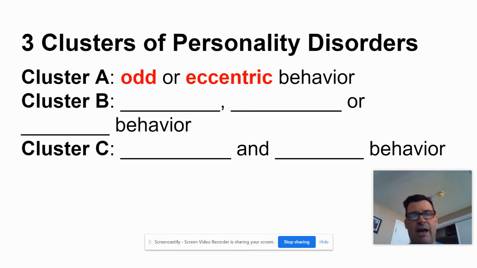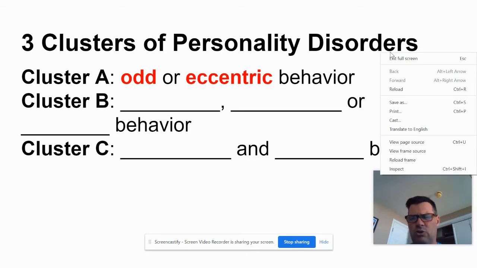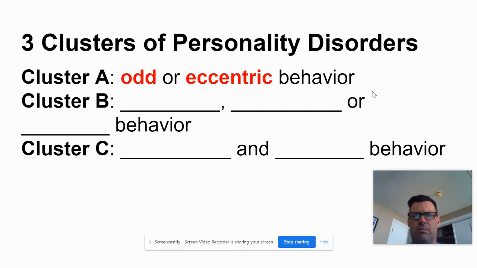Cluster A personality disorders are odd or eccentric behavior. Eccentric just means really different. One of the personality disorders that we will not talk about is schizotypal. With schizotypal, these people dress really oddly, not just for fashion's sake to get attention, but really odd. So that's what eccentric means, but just odd behavior. So we'll look at that.